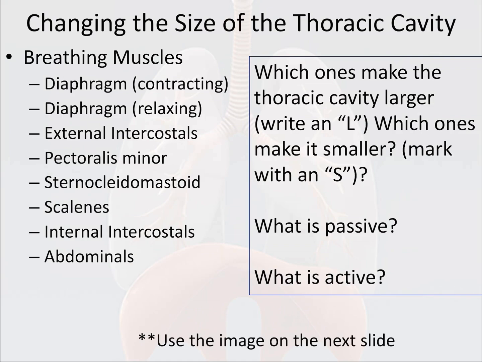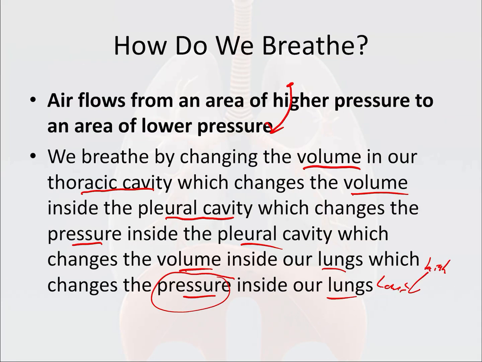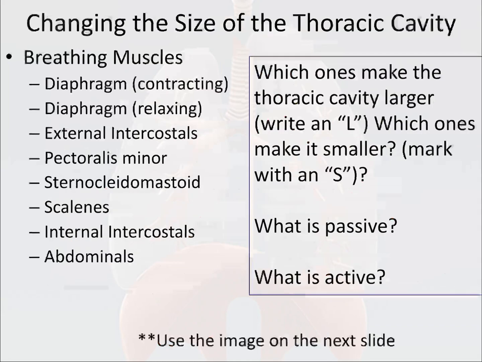Okay, a little bit more about how we do that. Number one, we do that with our breathing muscles, and we've got a lot of them. When we think about breathing muscles, we think about them changing the size of our thoracic cavity, because we breathe by changing the volume of our thoracic cavity, which is the same as the size. So all these breathing muscles do that in one way or another. What I'd like us to think about is which of these breathing muscles make our thoracic cavity larger, and which ones make it smaller.